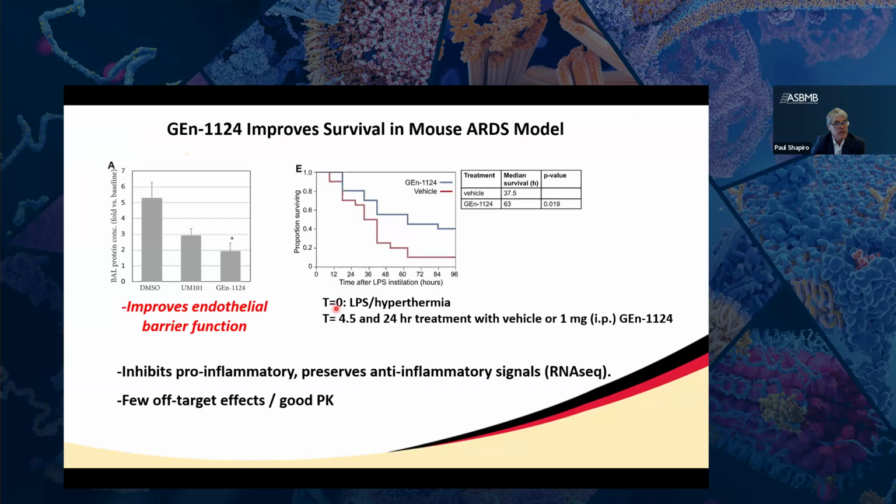If you introduce that insult and then about 4.5 and 24 hours later give them a bolus of the drug, you can improve the median survival significantly, as shown here. Other aspects that I'm not going to go through for the sake of time is that using things like RNA-seq, we've shown that these compounds inhibit pro-inflammatory signals, but preserve anti-inflammatory signals, especially things like negative feedback. And then we've done kinase screens to show few off targets, and these have good pharmacokinetics.